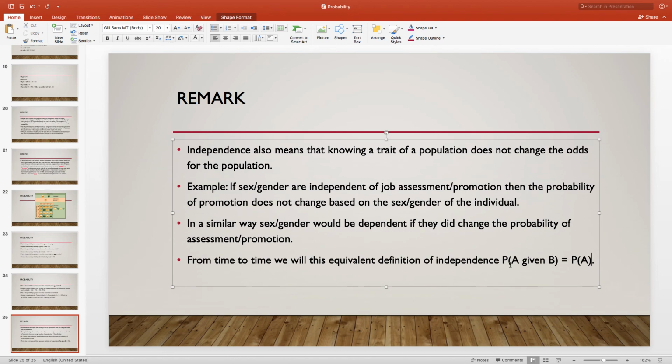It says the probability of A does not change based on B if A and B are independent. B should not affect the probability of A, so knowing if B occurs doesn't change the probability. So in this context, if A is promotion and B is the gender or sex of an individual, the probability of promotion given the individual is male or female should not be affected by the given information. So it's just equal to the probability of promotion. And that's what independence means. Sex or gender would not affect the odds of promotion.